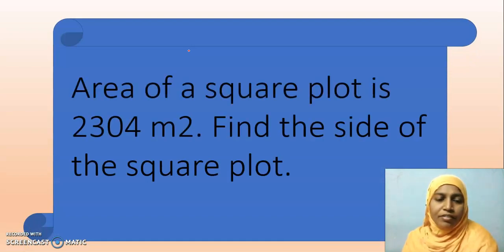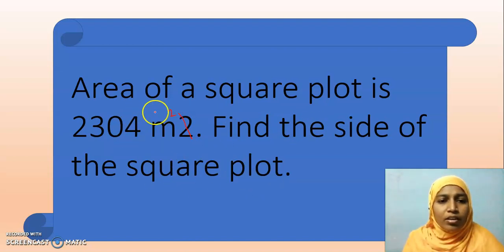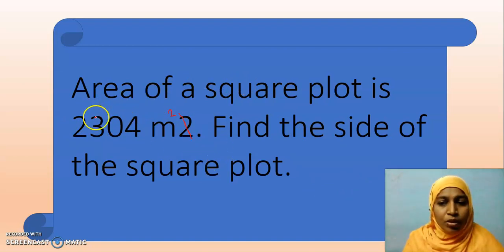In day-to-day life, the area of a square plot is 2304 meters squared. It is meters squared. Find the side of the square plot. A square has all sides equal, it's very clear. And they have given us the area of that whole square, and we have to find the side of the square plot.